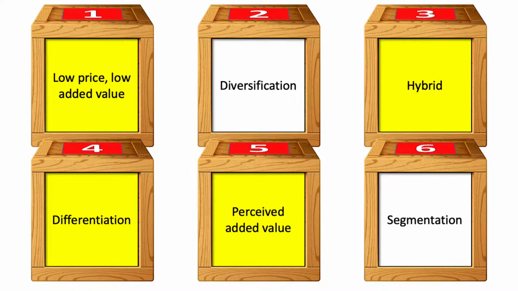Diversification. Clearly not. Diversification is part of Ansoff's matrix, and segmentation, of course, is segmentation, targeting, and positioning. It's one of the models and theories, but it's not part of Bowman's strategy clock.